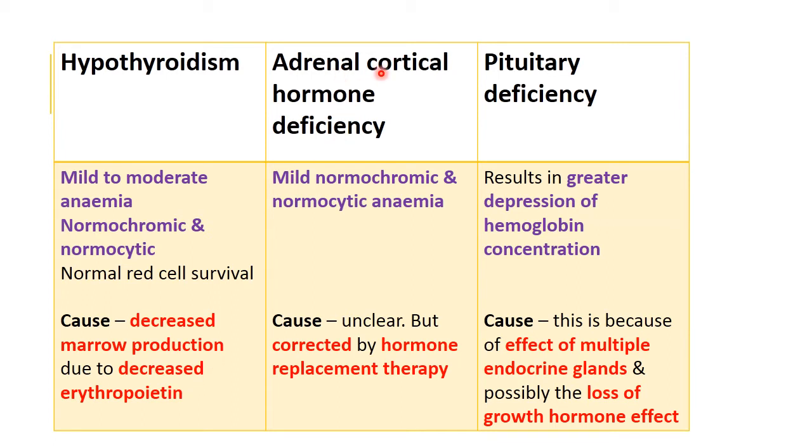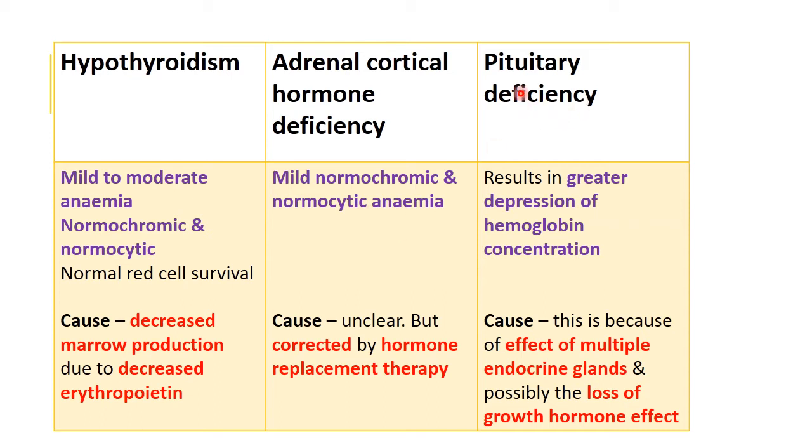The second endocrine disorder is adrenal cortical hormone deficiency. In this there will be mild normochromic and normocytic anemia. The cause for this type of anemia in ACTH hormone deficiency is unclear, but upon giving this ACTH hormone in the treatment, the anemia can be corrected.